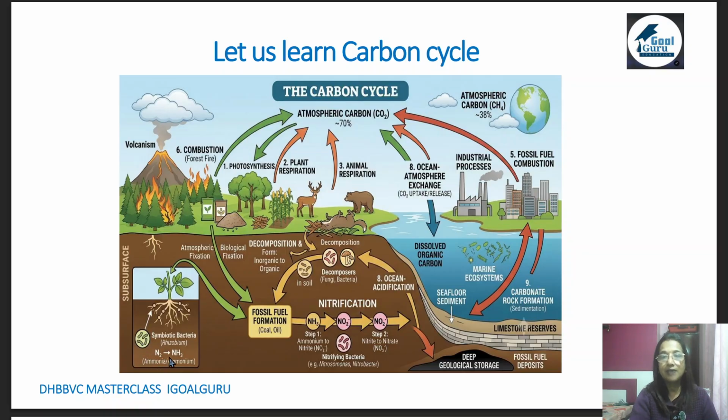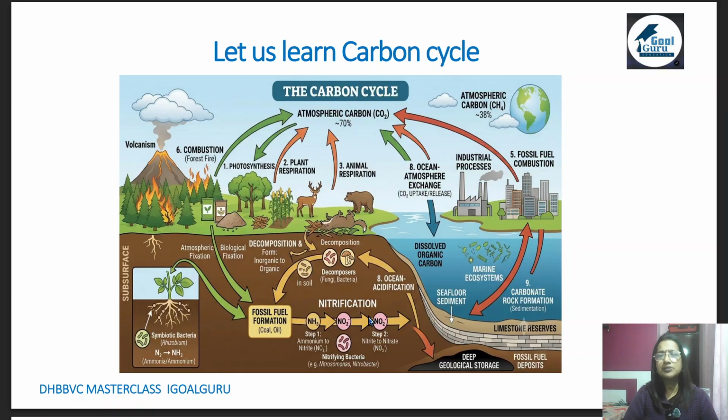This particular step 2 is called nitrification. That is, other bacteria convert this ammonia into nitrites and nitrates. Nitrite is NO2. Now, plants absorb these nitrates from the soil, right? Animals obtain nitrogen by eating the plants. So animals get it from the plants, and plants get it from the soil.